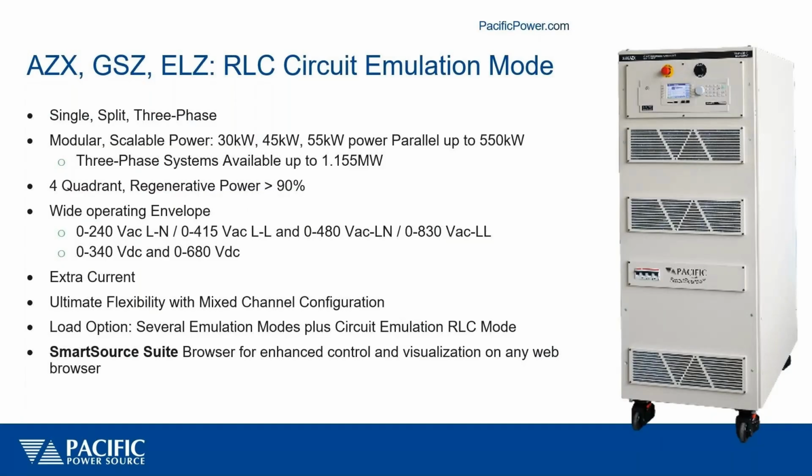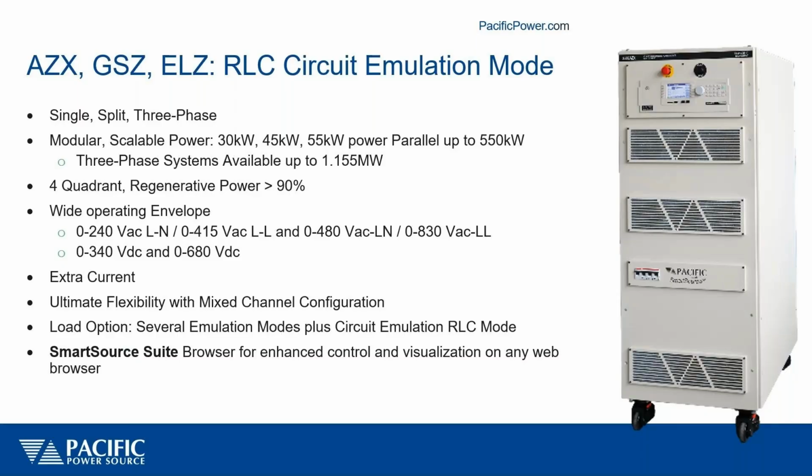The AZX series is a power system that is available in a single cabinet starting at 30 kilowatts up to 55 kilowatts of power. It can be paralleled up to 10 units to 550 kilowatts. It's a 3-phase system for higher power applications. They can be configured up to 1.1 megawatts for very large DERs.